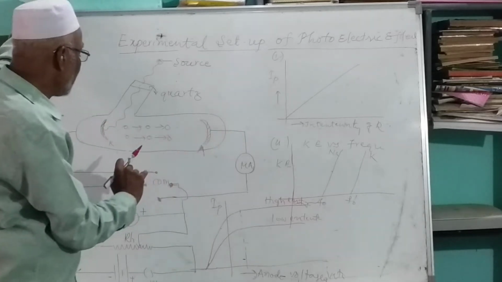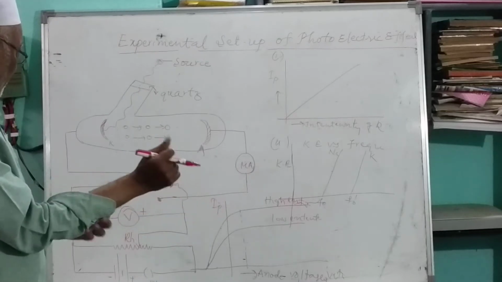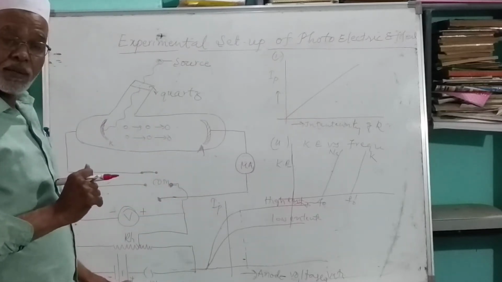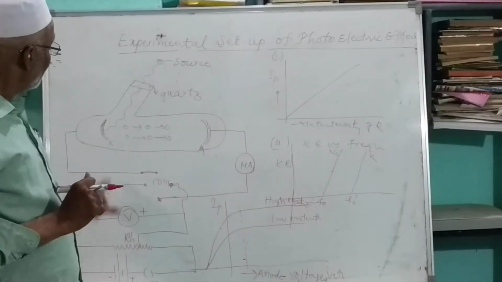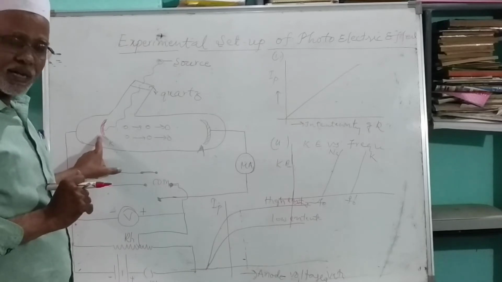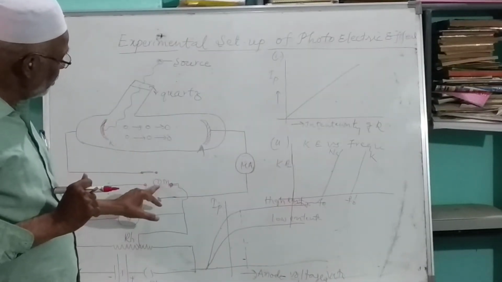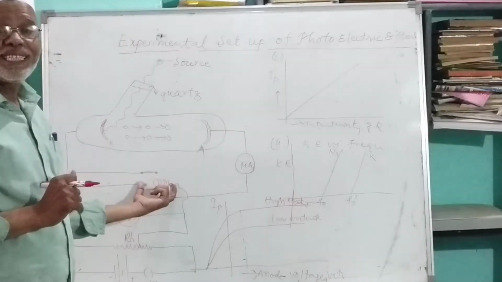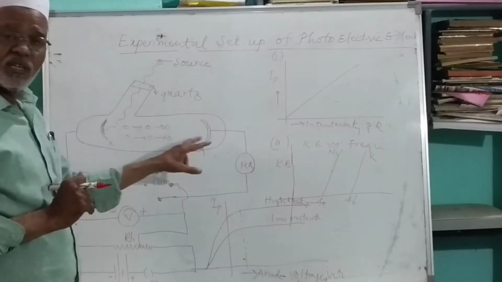Now, to this circuit, you have to connect a battery. This is a high tension battery. The positive terminal of the high tension battery is connected to the anode, whereas the negative terminal should be connected to the cathode. This is the commutator. The role of the commutator is to change the direction of the current, or the polarity of these electrodes.